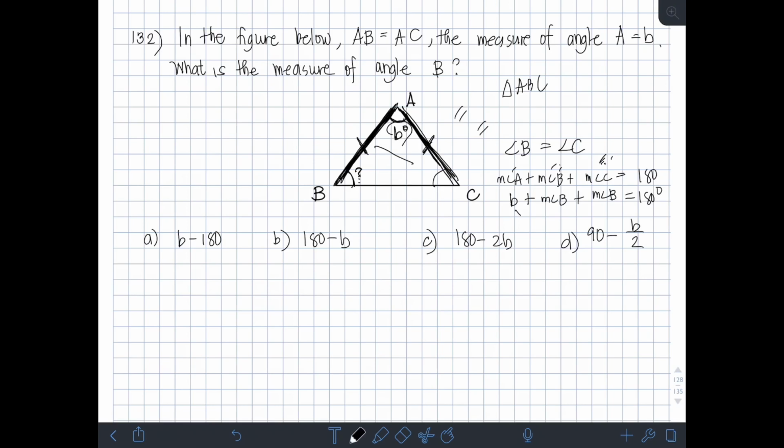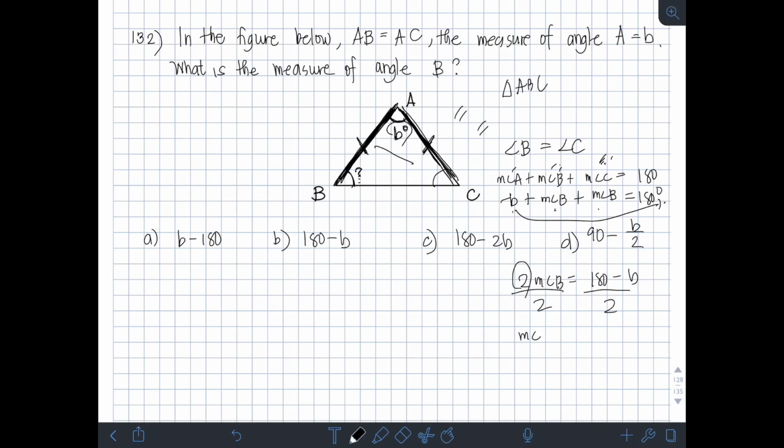So, transpose ko itong B sa right. So, add pala natin to. Measure of angle B plus measure of angle B is 2 measure of angle B equals 180 minus B. Transpose yung B, so magiging negative siya sa right. And then, dahil may nakamultiply tayong 2, divide both sides by 2.